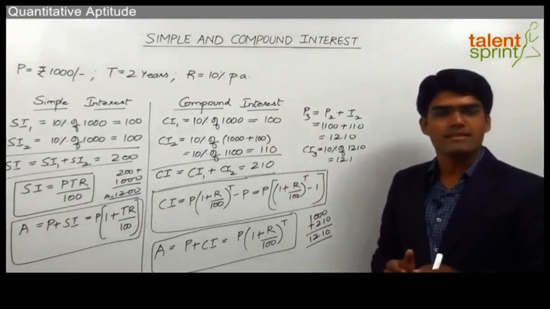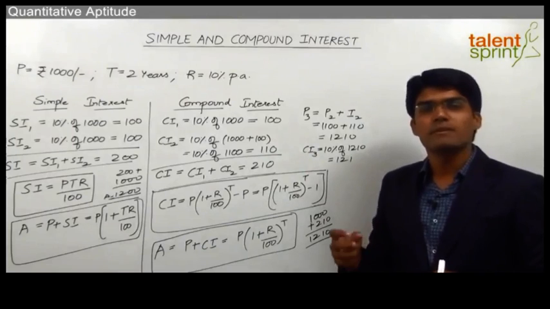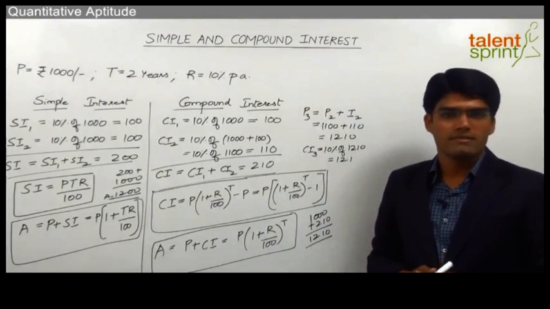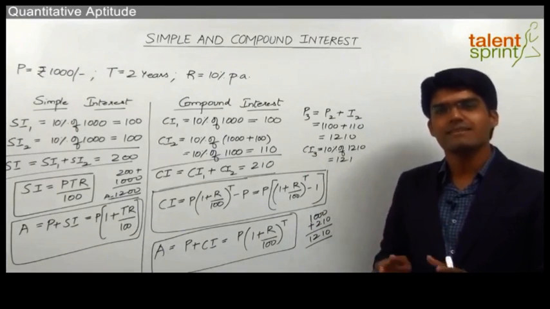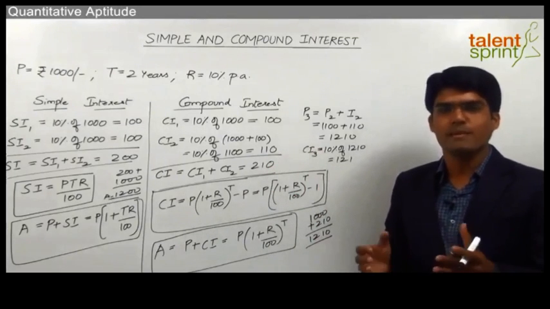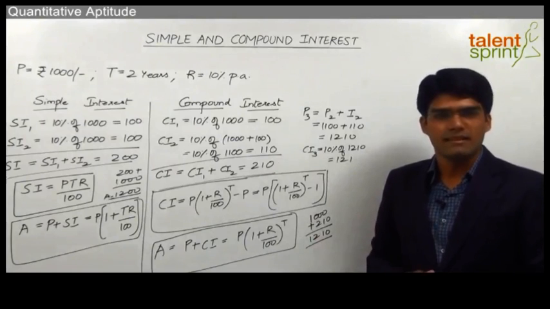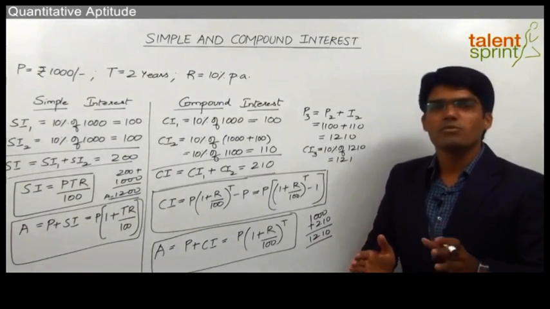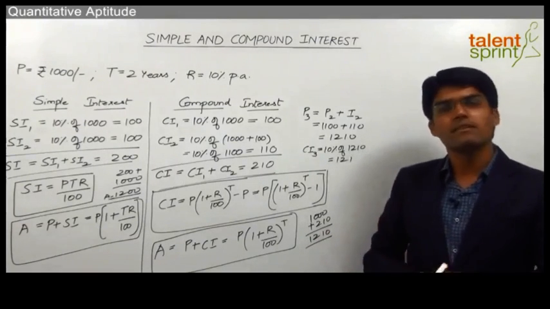What we need to understand here is, in case of CI, the principal changes on a regular basis. The principal for the present year is nothing but the principal of the previous year plus the interest earned in the previous year. For example, the principal for 9th year will be the principal amount of 8th year plus the interest that has been earned in 8th year.